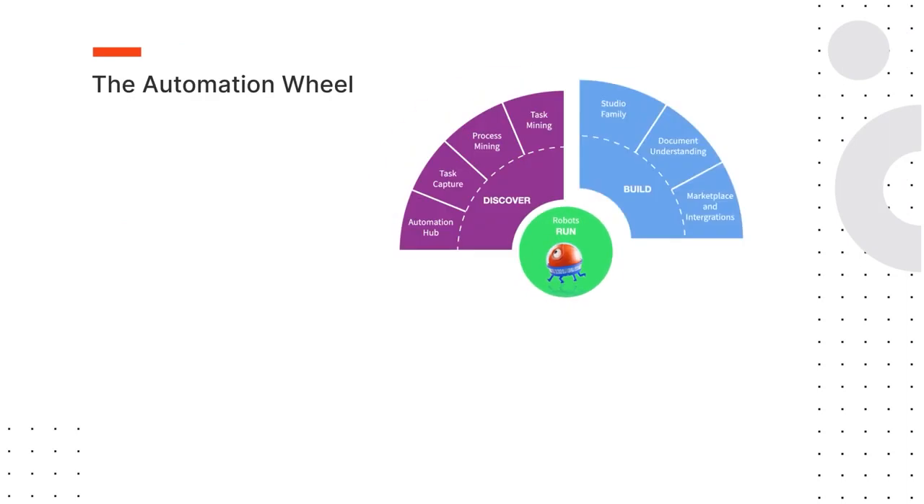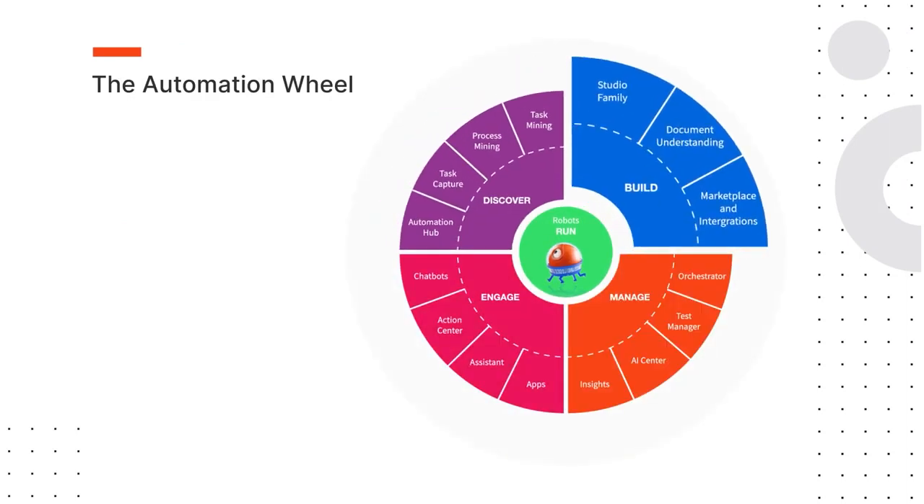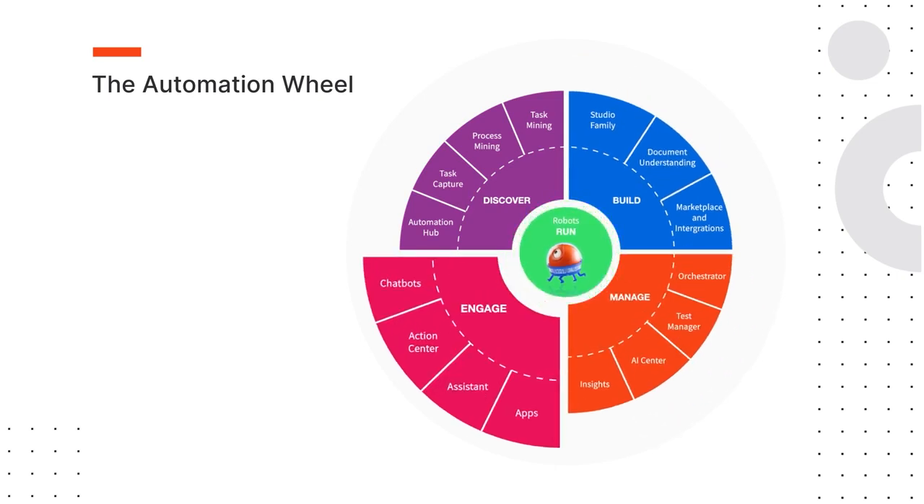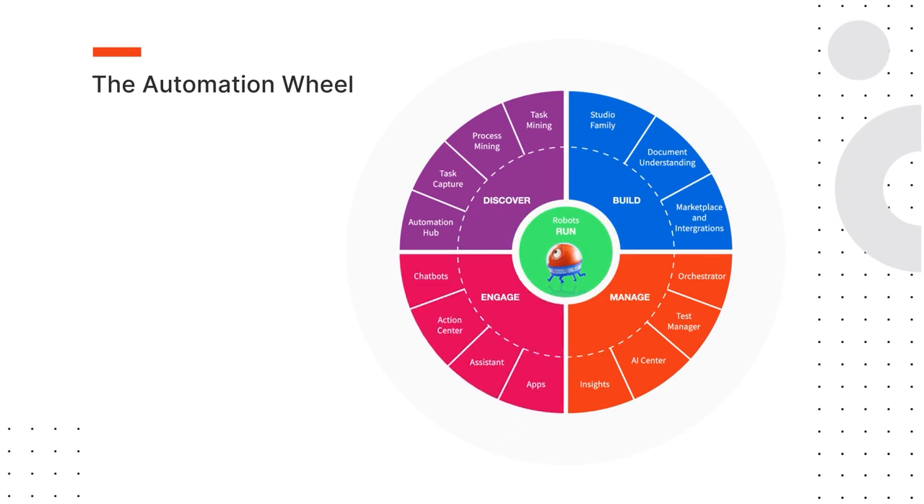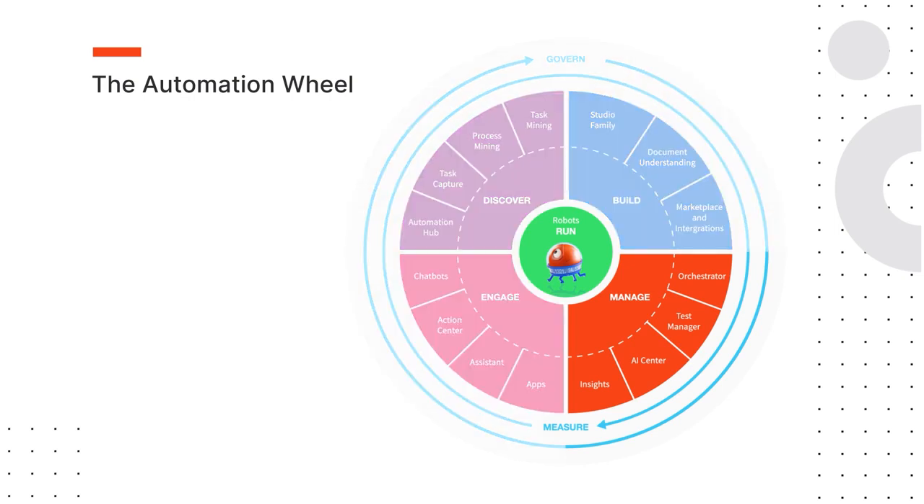It's not the first time that we've said this. Automations must be thoroughly discovered, solidly built, effectively managed, reliably run, and flexibly engaged with. Not to mention, we want to accurately measure and govern them in all stages of the life cycle. Now it's time to focus on the manage and run phases.